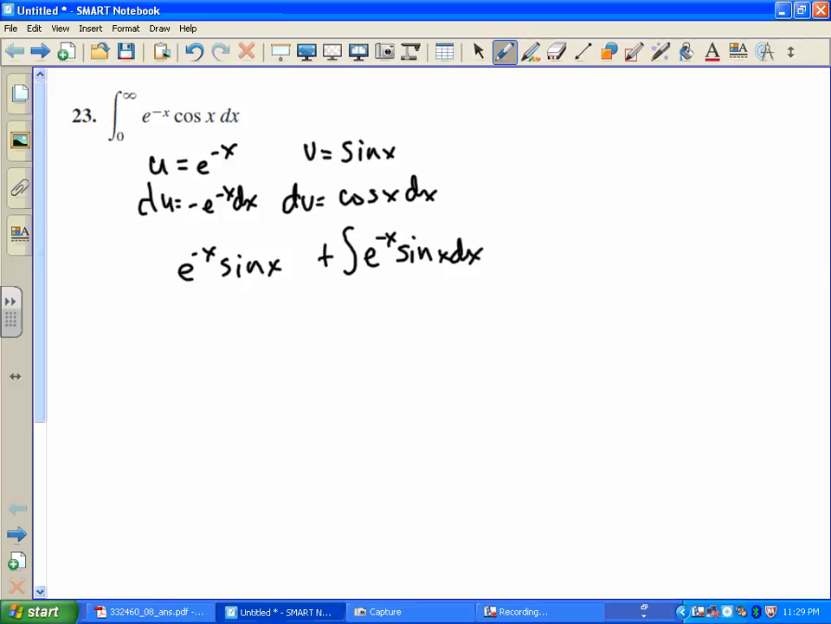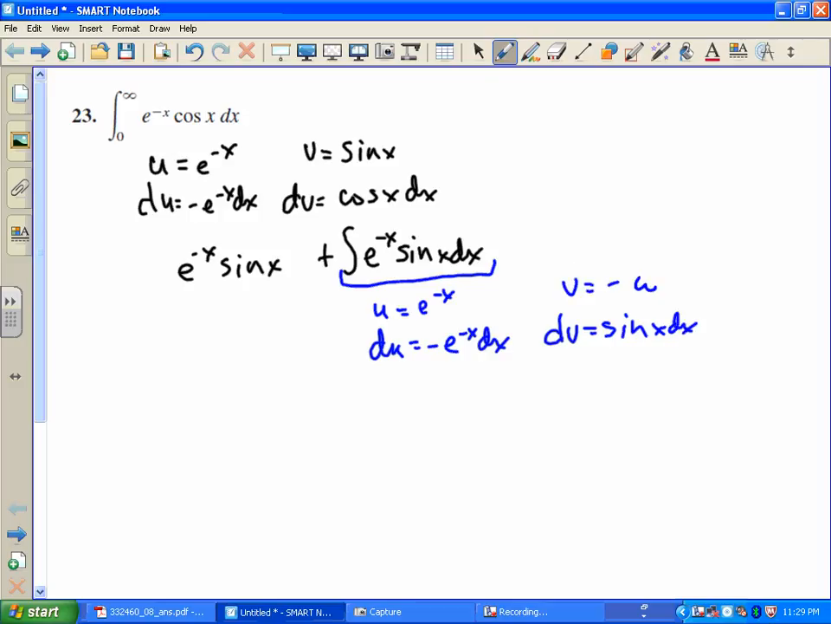As you can see here, I need to use integration by parts again, so I'll pick a new u. My du will be negative e to the negative x dx. My dv is what was left over, which is sine of x dx. And my v is negative cosine of x. This now becomes negative e to the negative x cosine x minus the integral of e to the negative x cosine x dx.